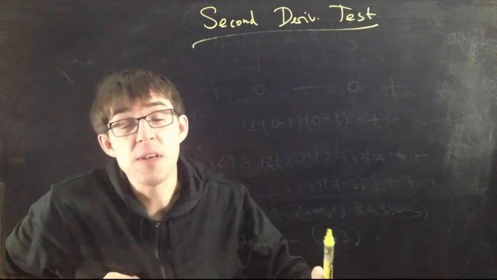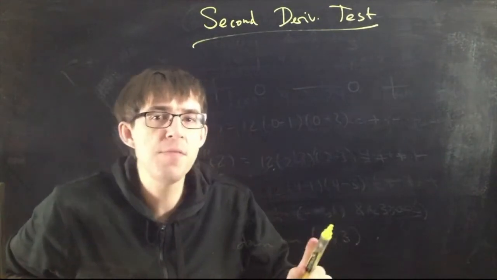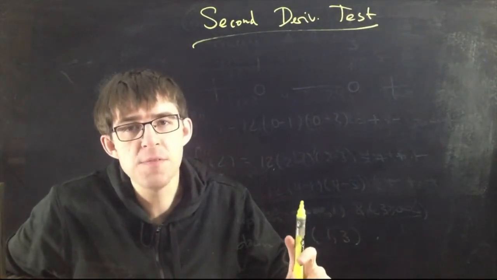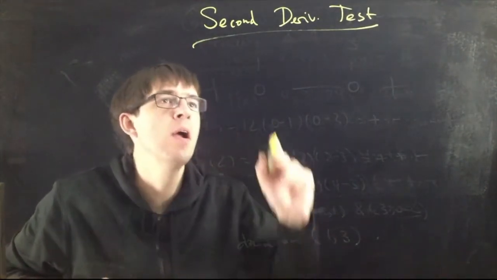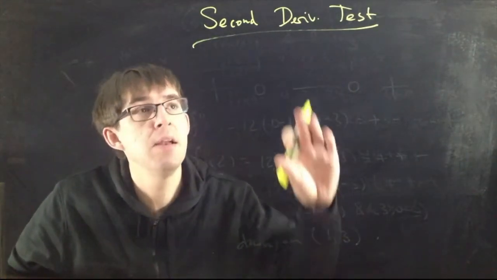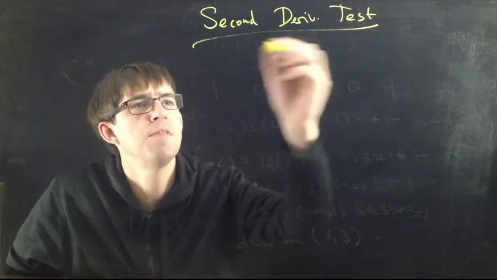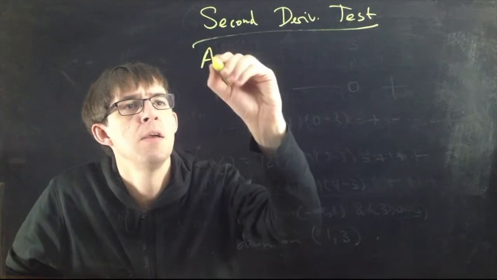Finally, we're ready to discuss the second derivative test. Remember we had the first derivative test? This was a method for telling where the relative max and relative min are. The second derivative test is another method which uses the second derivative instead of the first. And you'll see the second derivative test is actually a little bit easier to do.